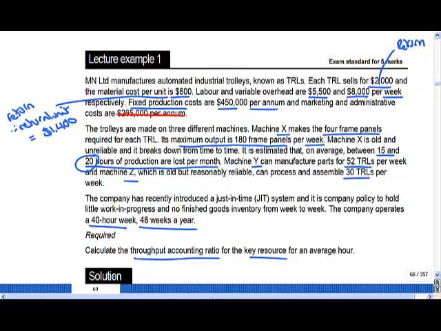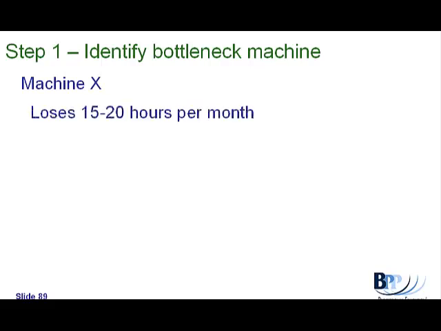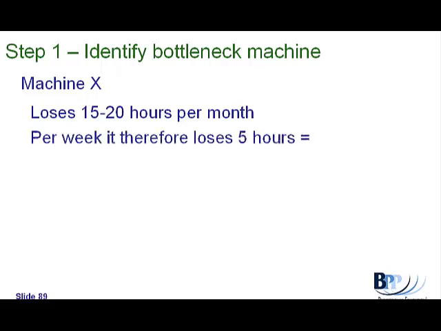So let's have a go at example 1. Firstly, we need to identify our bottleneck machine. So we need to do some work around machine X. We're told that it loses 20 hours a month. All the other data we're given though is in weeks. So let's get that down to weeks. We lose 5 hours a week.